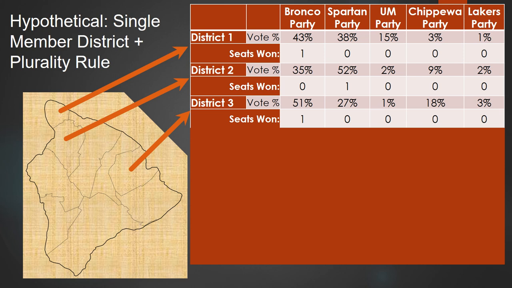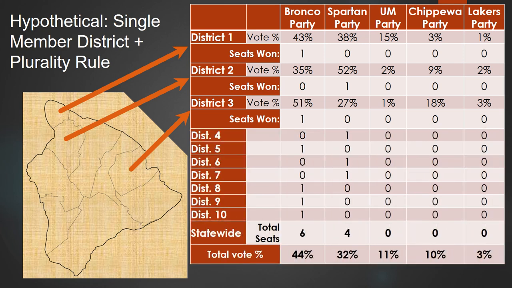Now we do this over and over again, of course, for every district, because every district gets to elect its member. And when we do this over time, the characteristics of this particular state mean that the Broncos and the Spartans are really the two competitive parties in the system. Everybody else has some places where they do better or worse, but none of the other parties actually manage to get enough votes to win one of the seats. So what we end up with is a state with 10 different congressional districts, and six of them go to the Broncos, and four of them go to the Spartans.